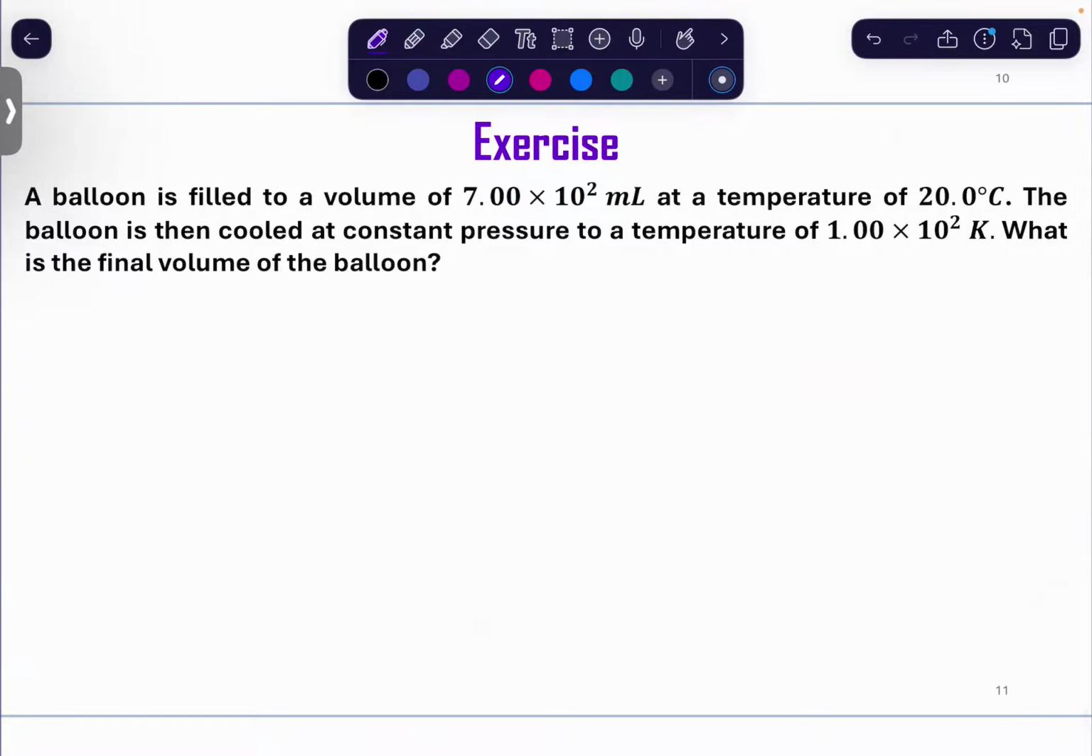So here, a balloon is filled to a volume of 7.0 times 10 to the second milliliters, or that'll be 700 milliliters, at a temperature of 20 Celsius. The balloon is then cooled at constant pressure to a temperature of, let's see, 100 Kelvin. What is the final volume of the balloon? So first off, you see I have one temperature in Celsius, one in Kelvin. We're going to need to make these match. And when you're working with gases, always go towards Kelvin.